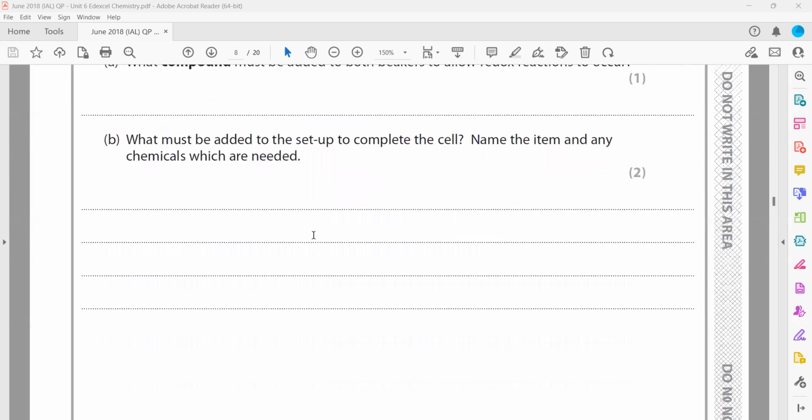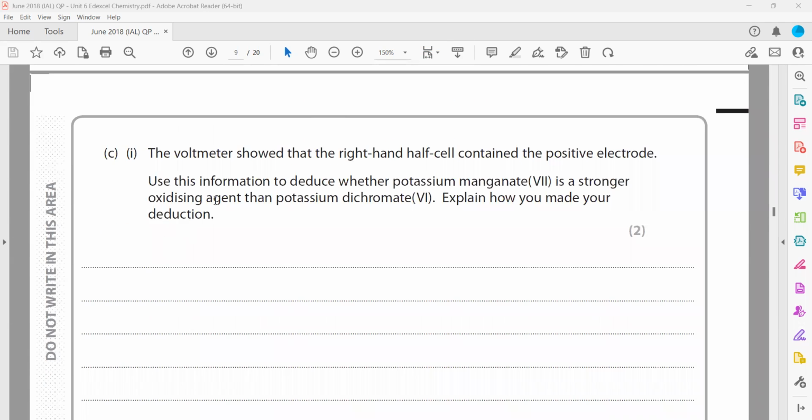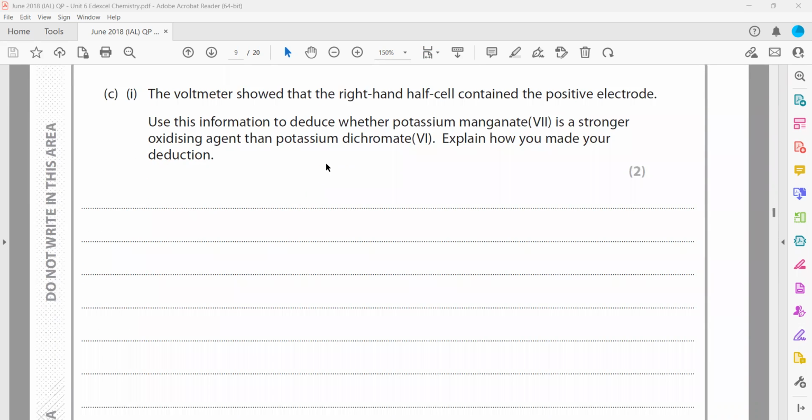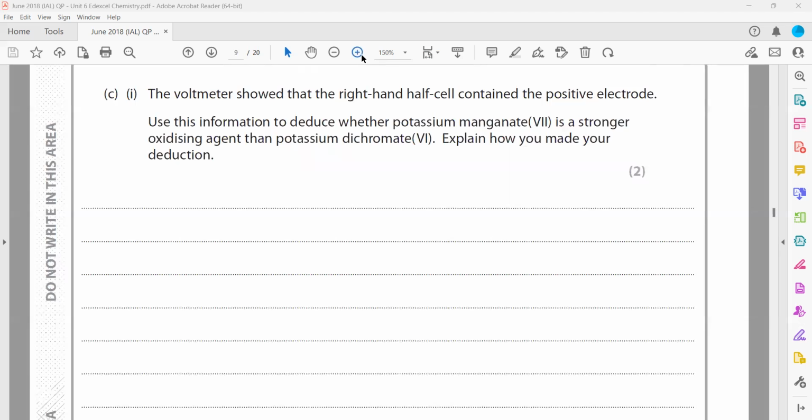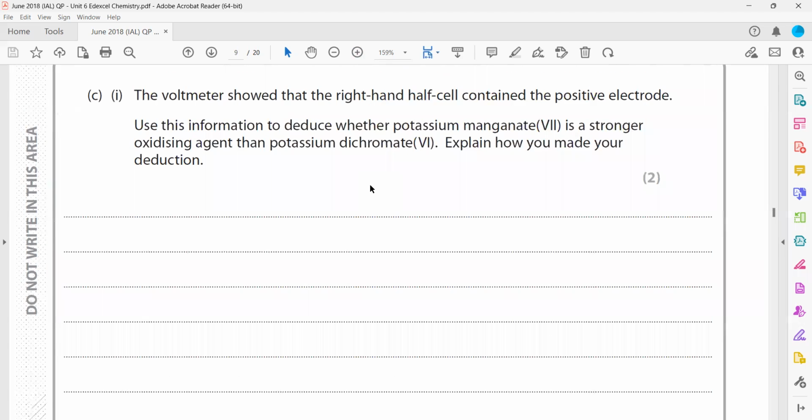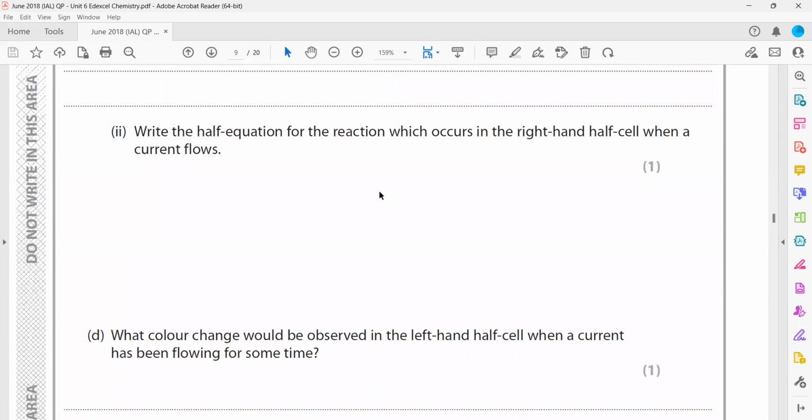So that was the question itself that they asked: use the voltmeter information to deduce whether potassium manganate is a stronger oxidizing agent. So potassium manganate is a stronger oxidizing agent. How do we identify it? We mention the movement of electrons is from the negative to the positive. So potassium manganate, or the Mn7 ion, gains electrons and is reduced, so it acts like an oxidizing agent.